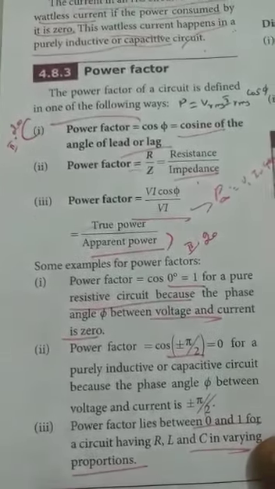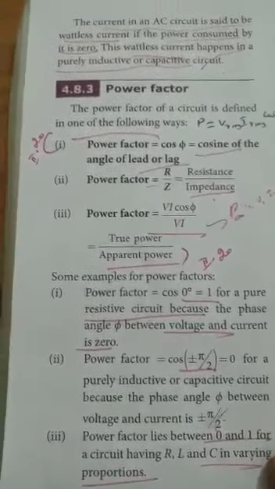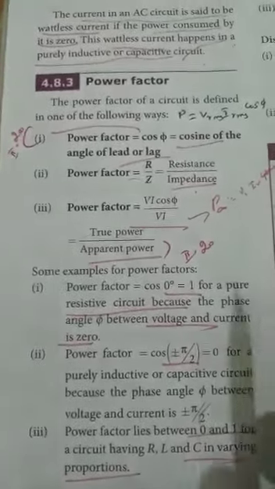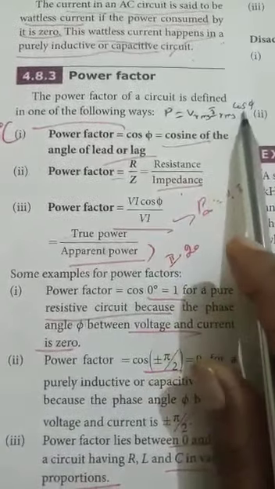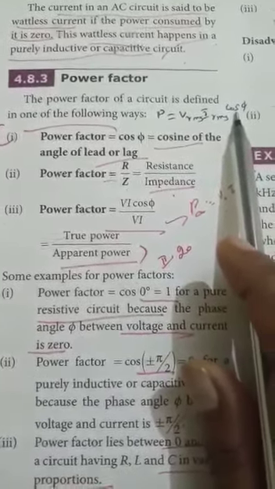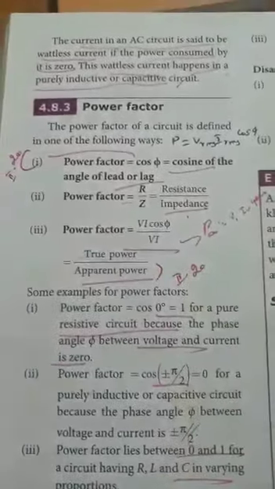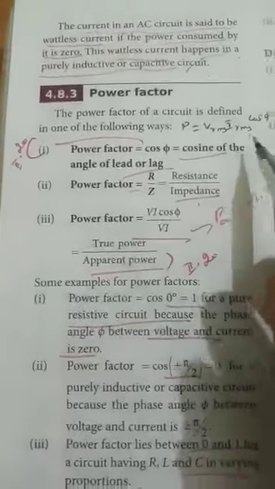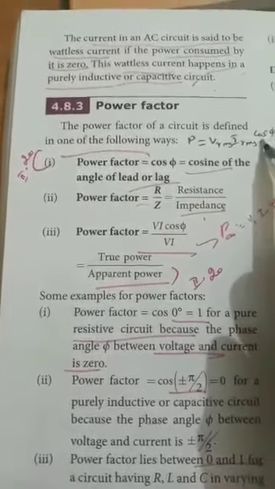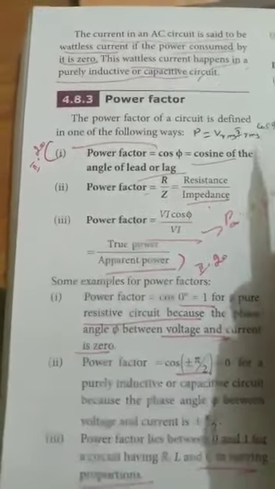Next, we are going to see power factor. Already, the power consumed is equal to Vrms Irms cos phi. Here the power factor can be defined in some ways. Power factor is nothing but cos phi.